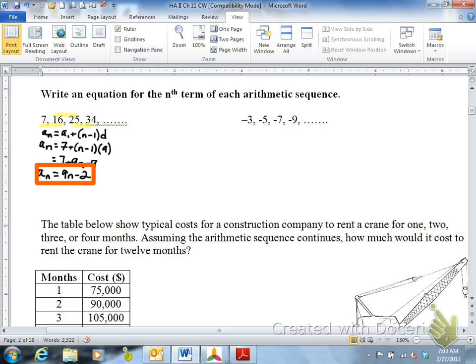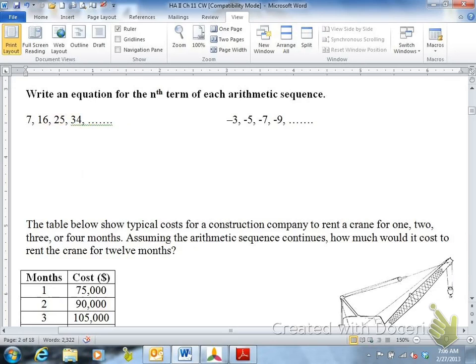And the next question is this one. See if you can figure out this. Pause this video and see if you can write the formula. So you would have a sub n equals the first term plus n minus 1 times d. Be careful about this d value. Is it positive 2 or negative 2?